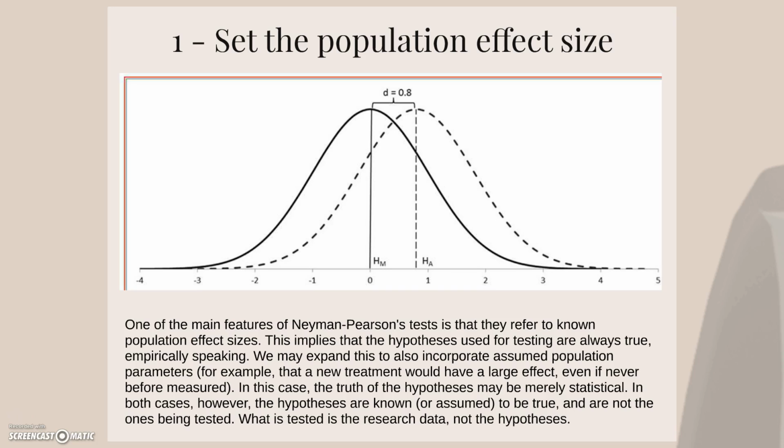We of course may expand this to also incorporate a theoretical hypothesis, that is, of assumed population parameters. For example, that a new treatment will have a large effect, even if never measured before. In this case, the truth of the hypothesis may be merely statistical. In both cases, however, the hypotheses are known or assumed to be true, and are not the one being tested. What is tested is the research data, not the hypothesis.